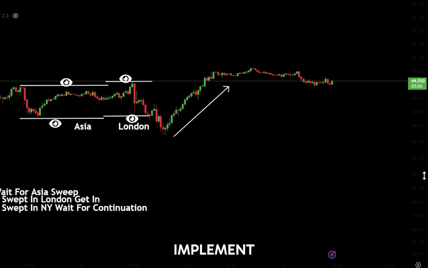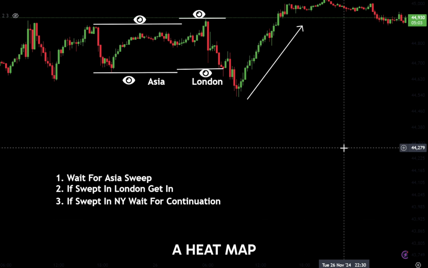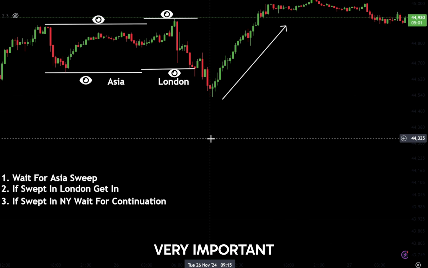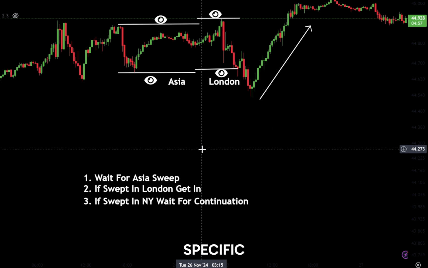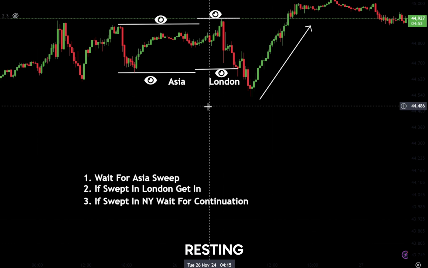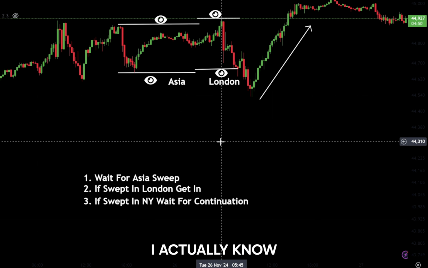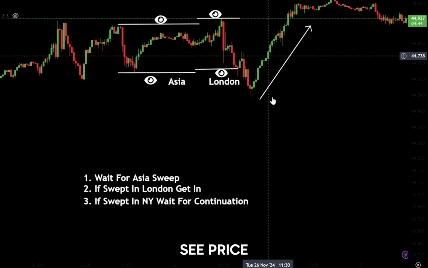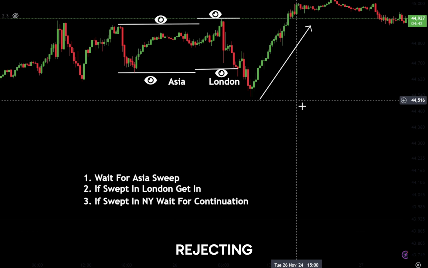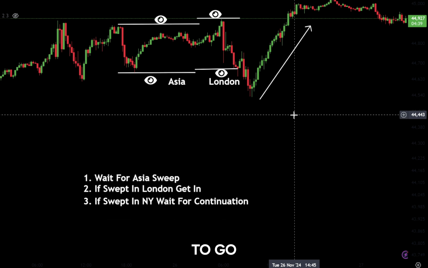One thing I'm going to implement in the future is getting a heat map. A heat map is very important because it shows on a specific chart where liquidity is actually resting. So I actually know that there are orders below Asia or London and can see price tapping into that area, rejecting, and going in the direction that it wants to go. That's something I'm gonna get later on.